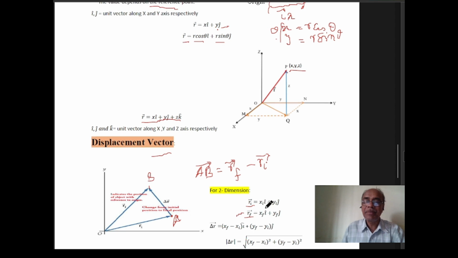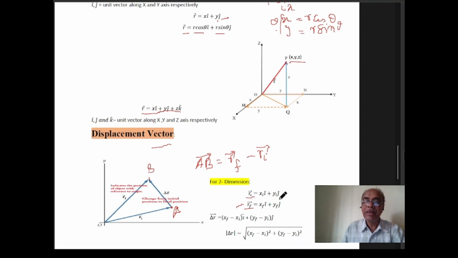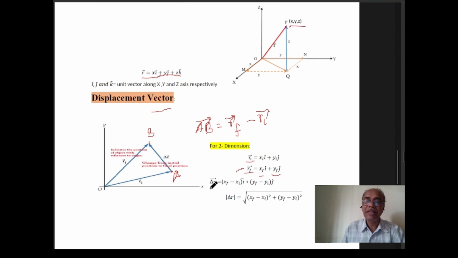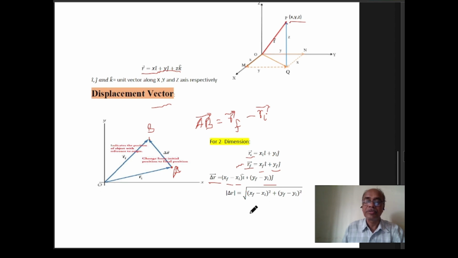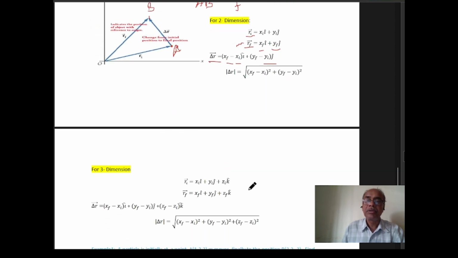So here, what is Ri? Ri equals xi i cap plus yi j cap. Rf equals xf i cap plus yf j cap. So the displacement vector delta r equals the difference of these. Taking i cap and j cap common, it is (xf minus xi) i cap plus (yf minus yi) j cap. And then what will be the magnitude of this? It is the square root of (xf minus xi) whole square plus (yf minus yi) whole square. Okay, this is for 2 dimensions.